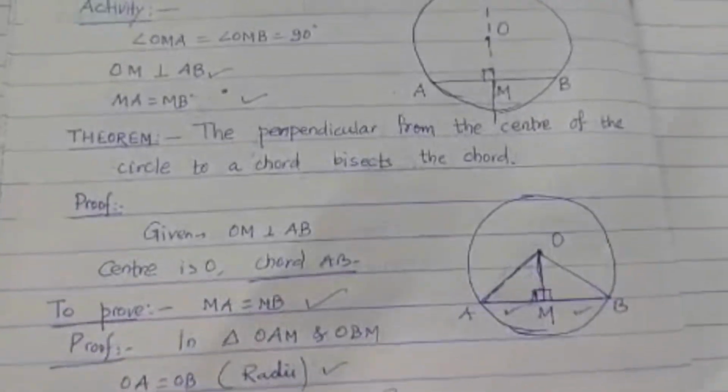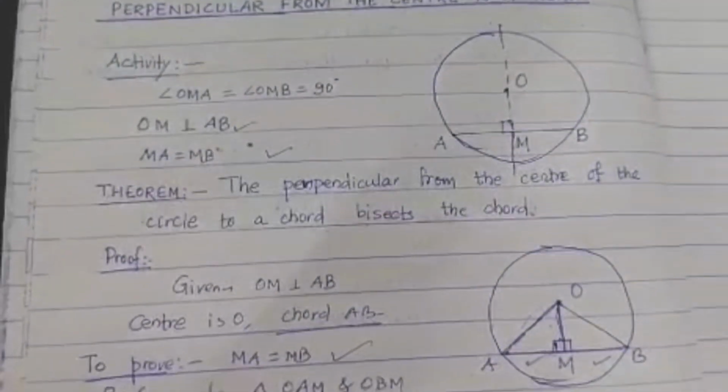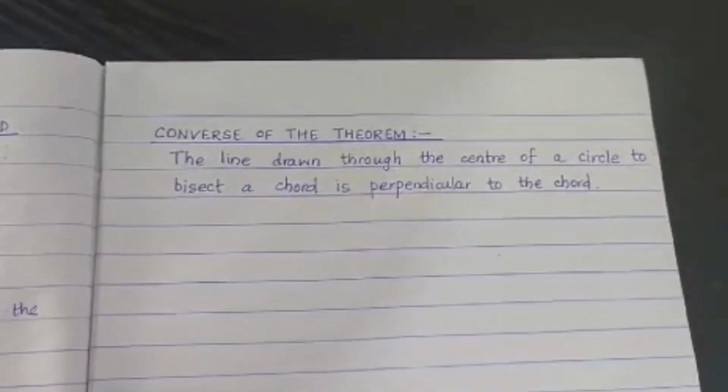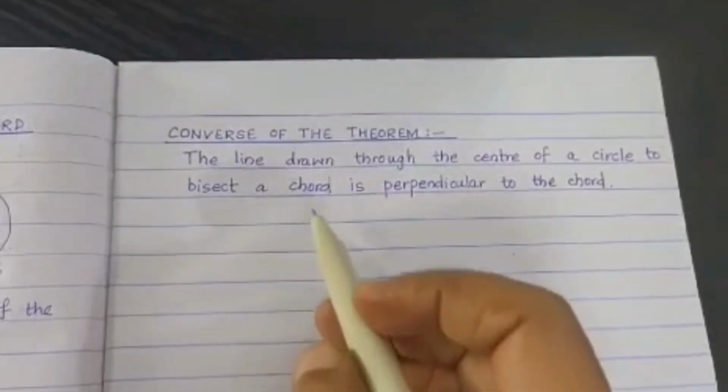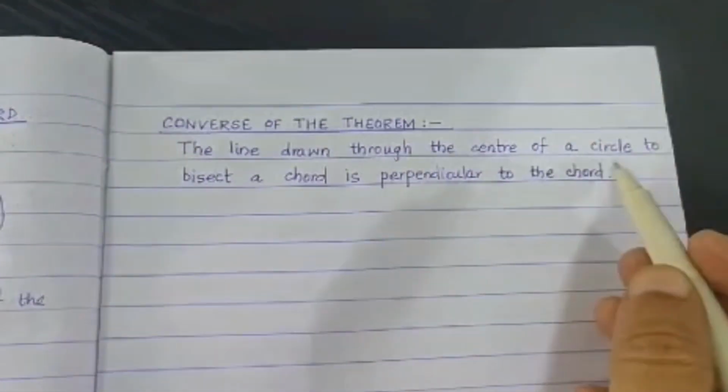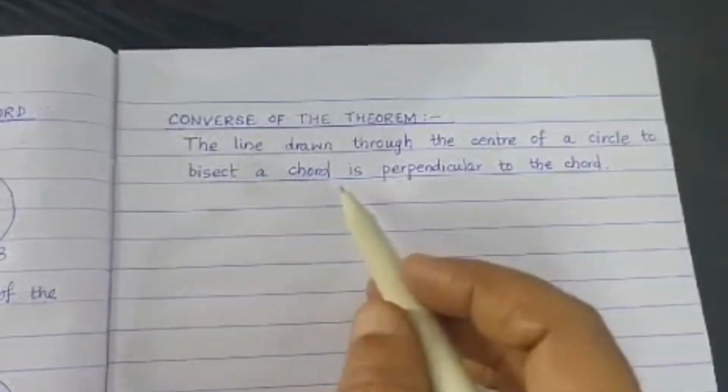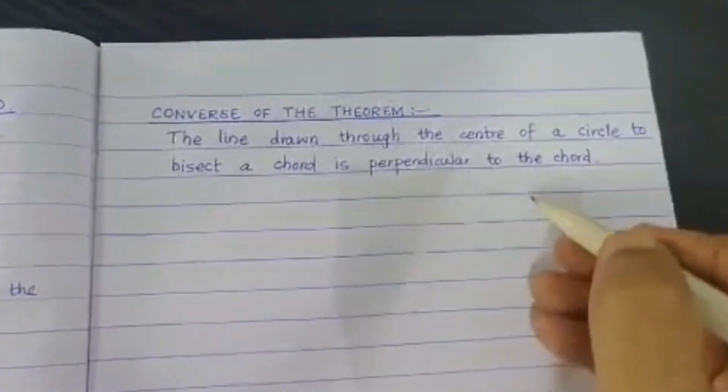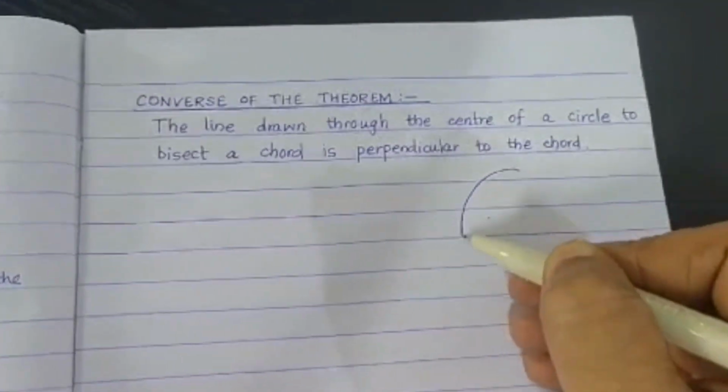Now let's see the converse of this theorem also. Okay, it has a converse also. Let's see it. So friends, this is the converse of the theorem. The converse is like this: the line drawn through the center of a circle to bisect the chord is perpendicular to the chord. Okay, so let's draw the figure here also.